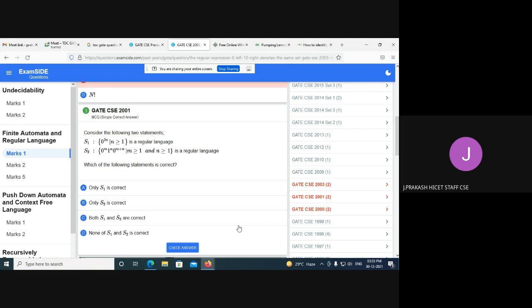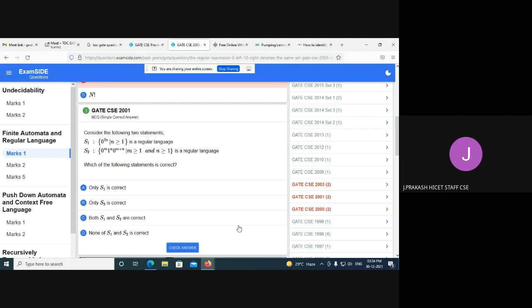Consider the following two statements S1 and S2. S1: 0 power 2n, n greater than or equal to 1, is a regular language. S2: 0 power m 1 power n 0 power m plus n is a regular language. Which of the following statements is correct? Only S1 is correct, only S2 is correct, both S1 and S2 are correct, or none of S1 and S2 is correct. Which is the right answer?